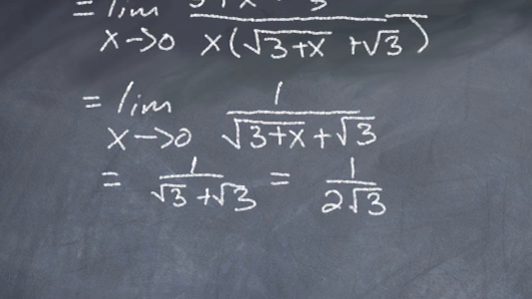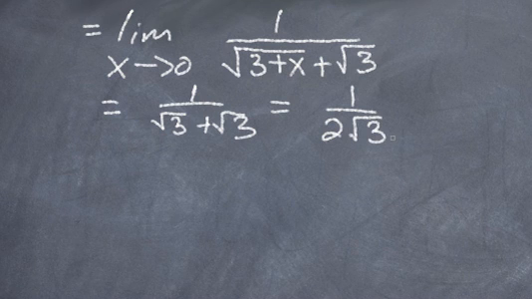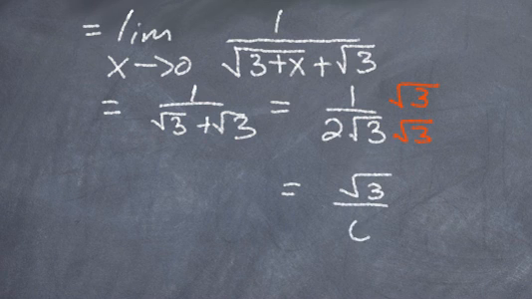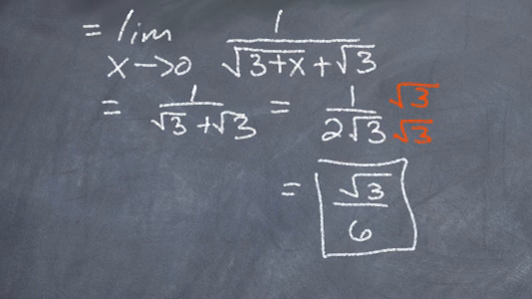Now in some cases they want you to get the radical out of the bottom, and so we multiply the top and the bottom by the square root of 3, so we end up with square root of 3 over 6, because the square root of 3 times square root of 3 is 3 and 2 times 3 is 6. So we end up with that as our final answer.